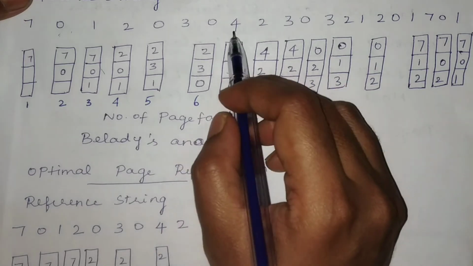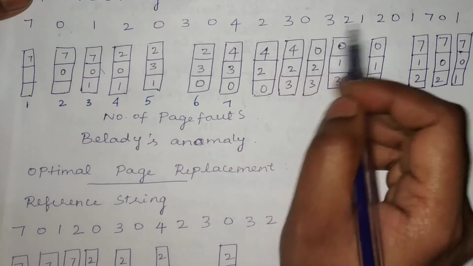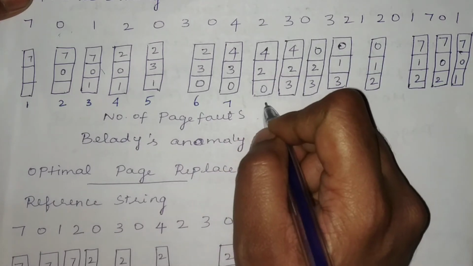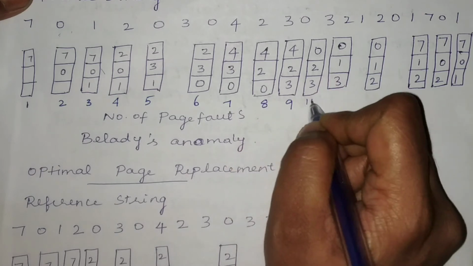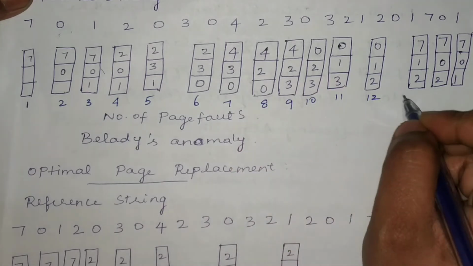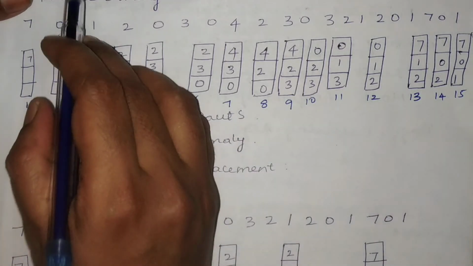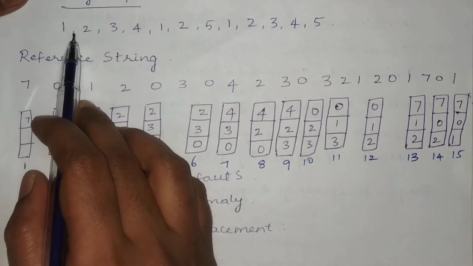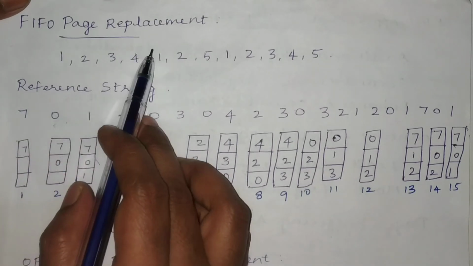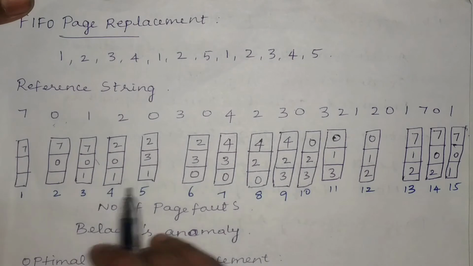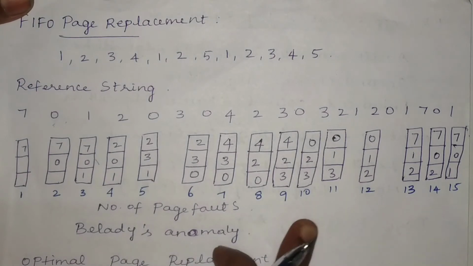Like that, whatever reference string you get, you have to check it against all the pages and count how many page faults we are getting. So we are getting 15 page faults as per this page replacement algorithm, that is, the FIFO page replacement algorithm. If you follow this method, we get 15 page faults.